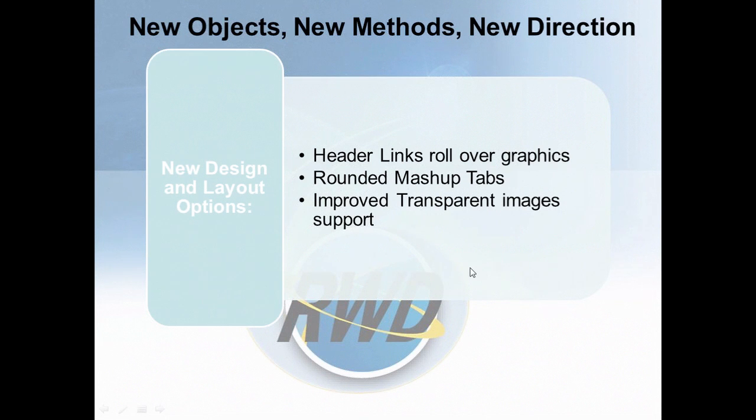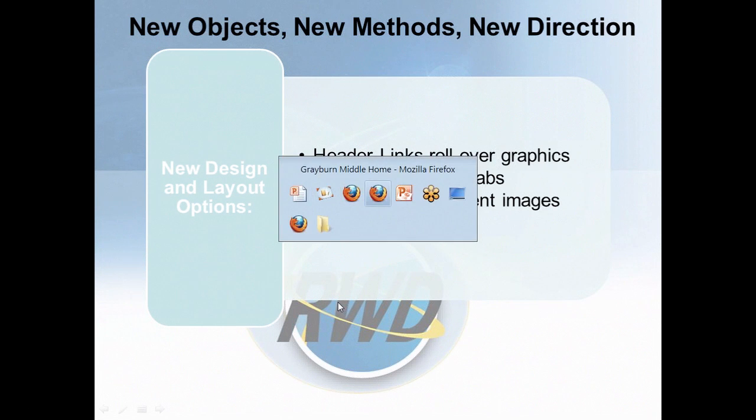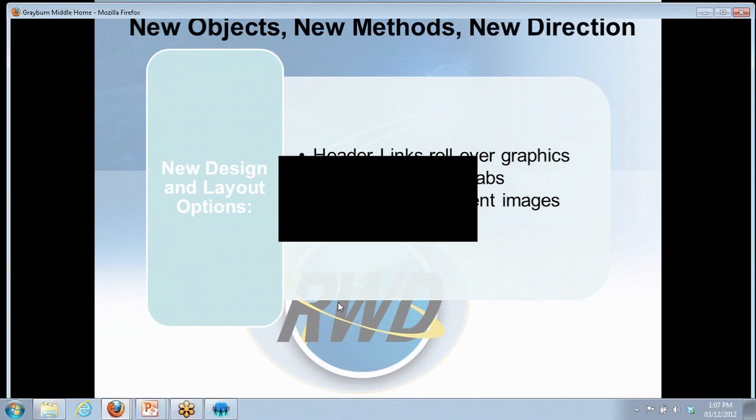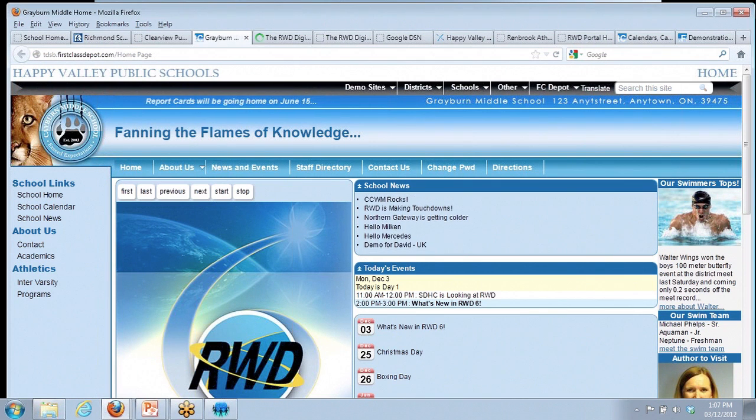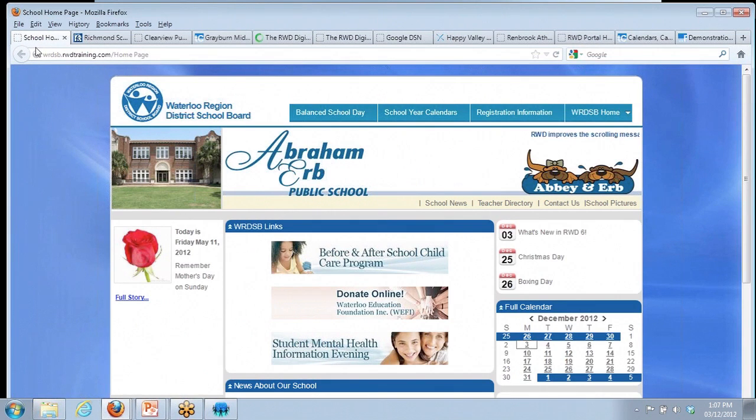We talk about the categories of function that we've changed, and in the first one, there's not a lot of things we've done differently in the design and layout options. There's the header links, rollover graphics, rounded mashup tabs, and improved transparent images support. And there's a few more things, but I can't remember exactly what they are at the moment. So what I'm going to do is show you some examples of what I just talked about.